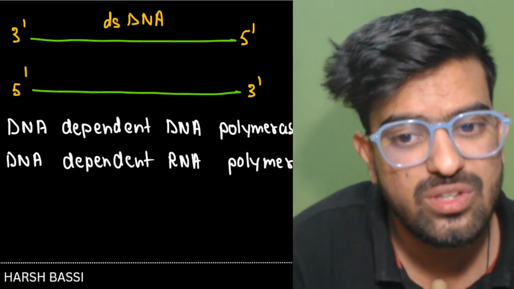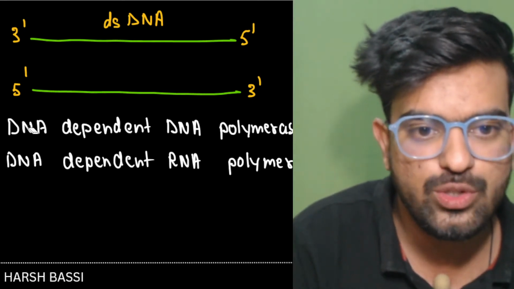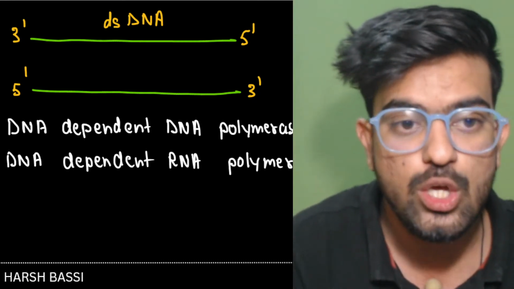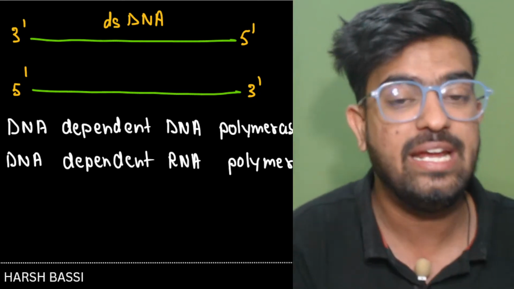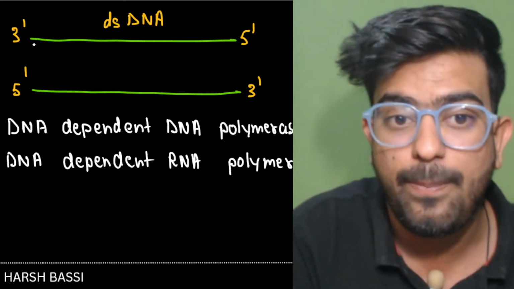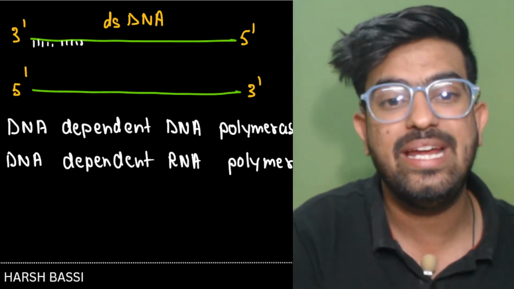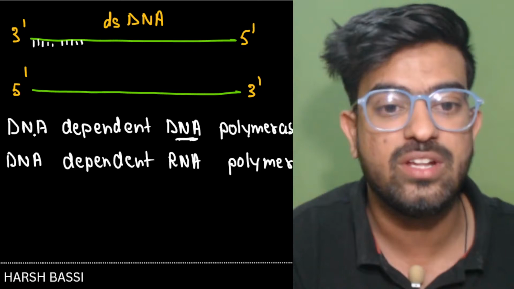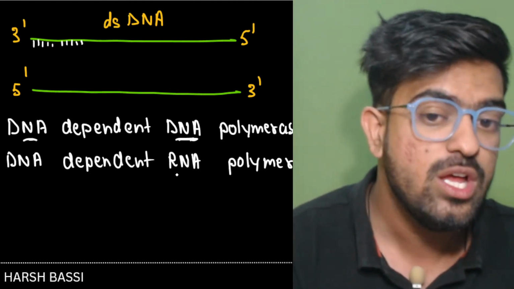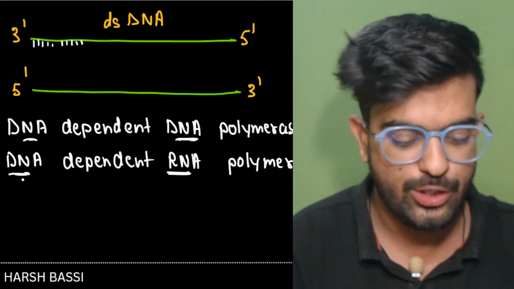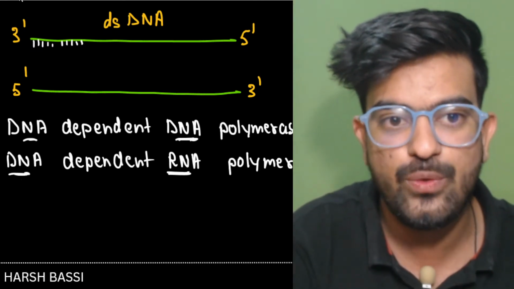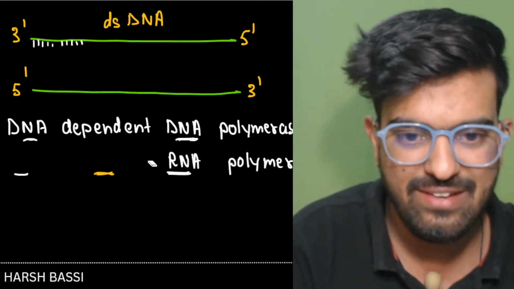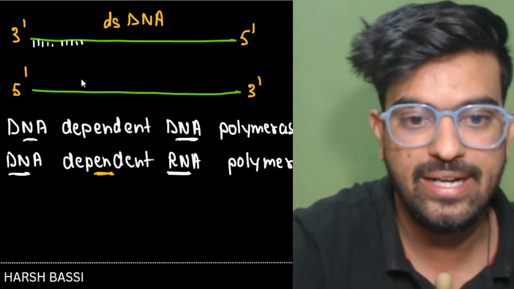Why are we going to use this enzyme, and why are we not going to use DNA dependent DNA polymerase? When we were replicating the DNA, we were copying the DNA and making DNA, forming DNA with the help of DNA. But here we are forming RNA with the help of DNA. So that's why the enzyme which we are going to use is DNA dependent RNA polymerase.